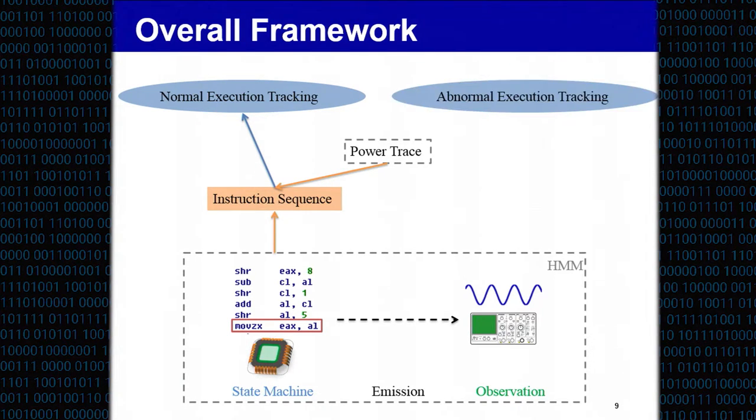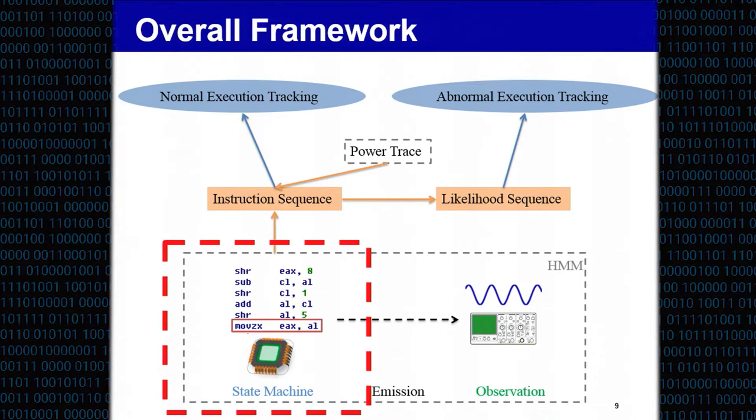To answer the abnormal execution tracking problem, we propose to check the likelihood of the reported instructions in the reported sequence, because we found abnormal execution would decrease this likelihood compared to the normal execution case. Hence, the HMM is the core of our framework. To track execution efficiently and accurately, we need to design the HMM carefully. Next, let's first introduce our state machine design.